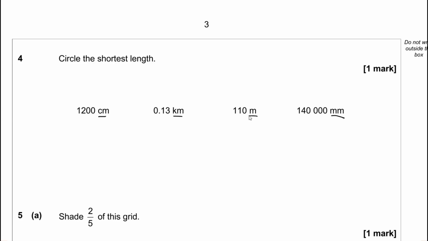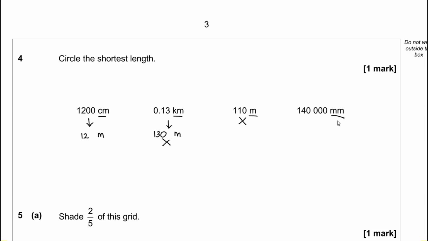We compare 110 meter with everything else. So this one, if we want to write it into meters, we need to divide by 100. So it will be 12 meter. So it could be our answer because this one is shorter than 110 and we cross this out. What about this one? From kilometer to meter, you need to times it by 1000. So 0.13 times 1000, you will have 130. This one is certainly longer. This one is shorter, so we cross this out.